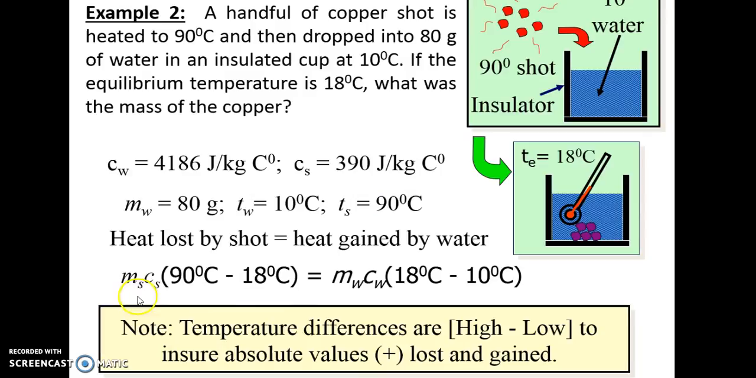So we're taking this MC change of T, MC change of T on both sides. So we set them equal to each other. So we have 80 grams times 390, and then we have the change in temperature, 90 minus 18. And we have the same thing on the other side, and all we're doing is trying to solve for this over here, the mass of the copper. And every time, if you see here, the temperature differences have to be high to low, so you're never going to get a negative.